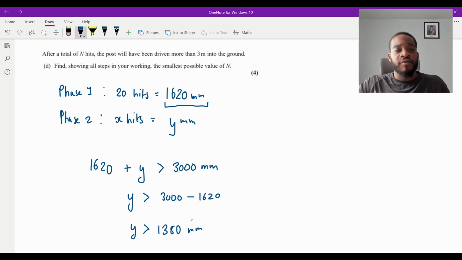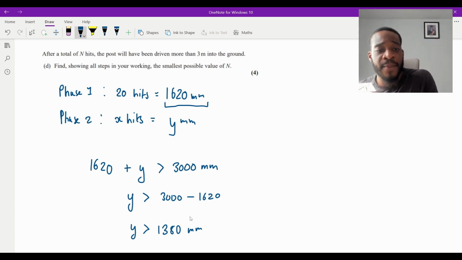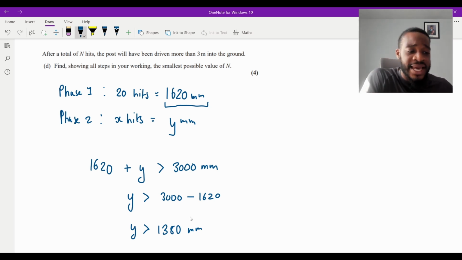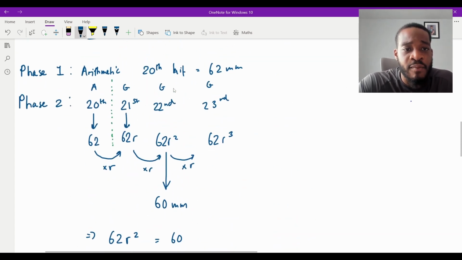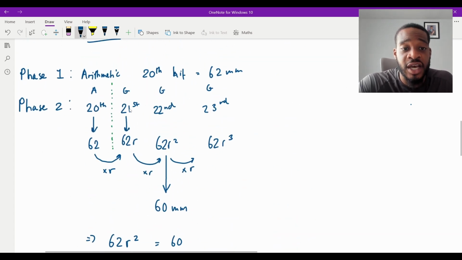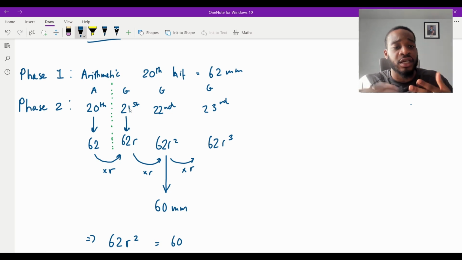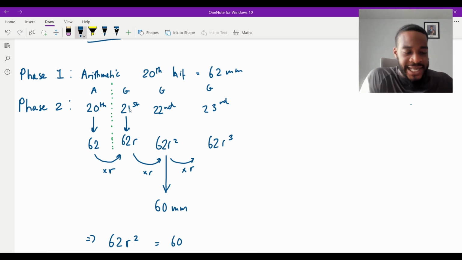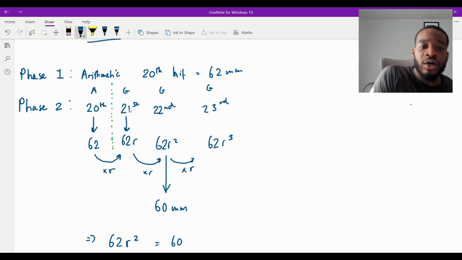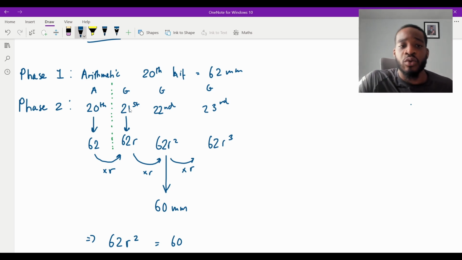Okay, so after phase 1, we want our metal post to travel more than 1,380 millimeters, and we need to figure out how many hits we would need for that to happen. Now, remember phase 2, it's formed geometrically. Remember, we said that the first hit, when it starts to become geometric, is the 21st hit. It's 62R, then 62R squared, then 62R cubed, and so on and so forth.